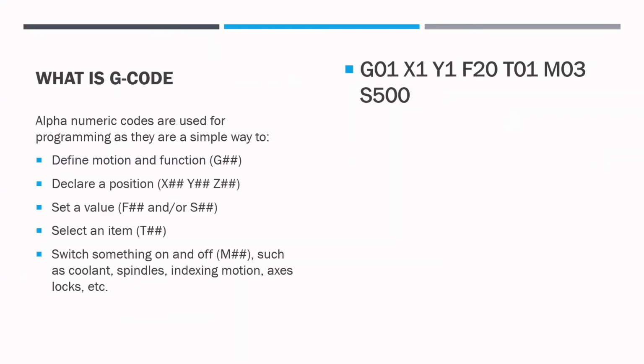So what is a G-code? Alphanumeric codes are used for programming as they are a simple way to define motion and function, to declare a position, set a value, select an item, and switch something on and off, such as coolant, spindles, indexing motion, axis locks, and many more.